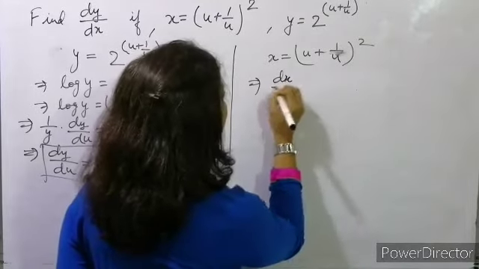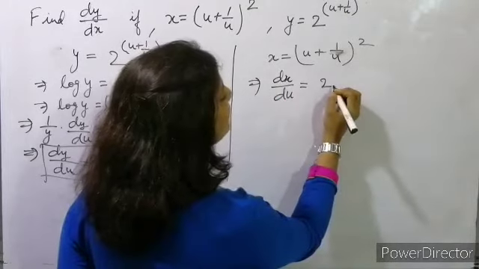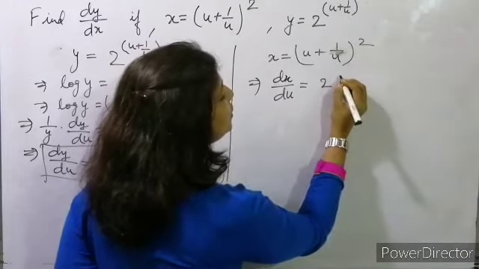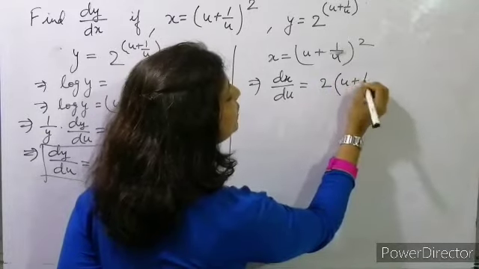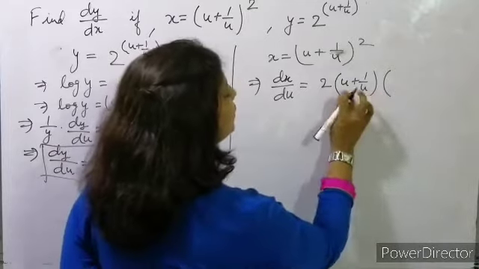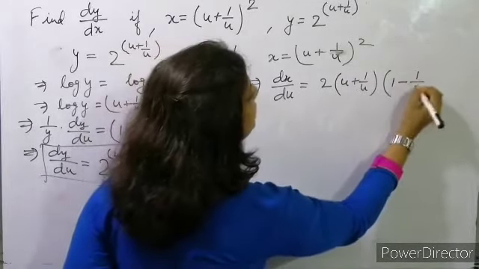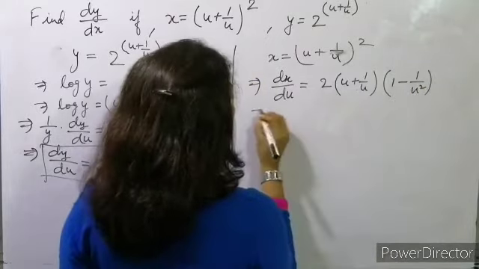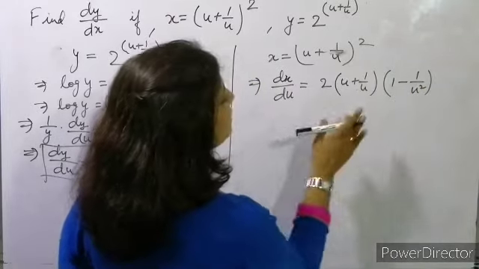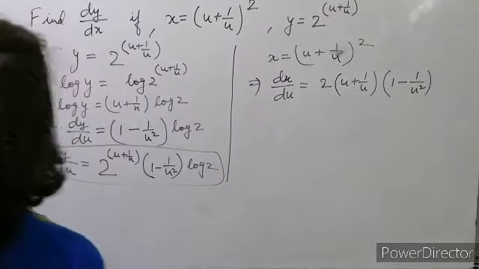Okay, dx upon du के लिए what we have to do, 2 will be written here and then 2 into u plus 1 upon u. Okay, and multiplied by, now we'll have to differentiate this one, so it will be 1 and it will be minus u square. Okay, so this is the value.